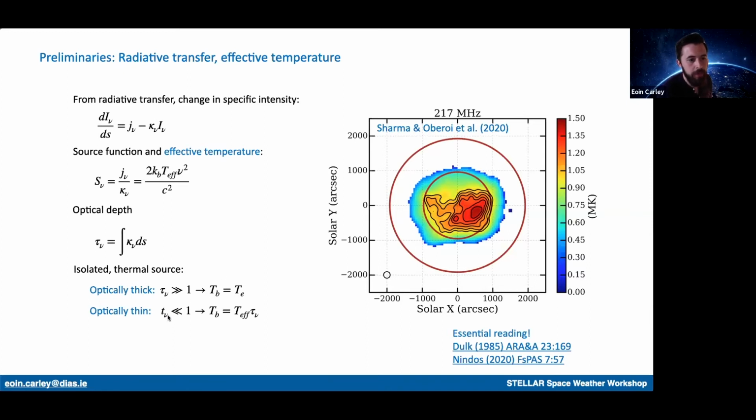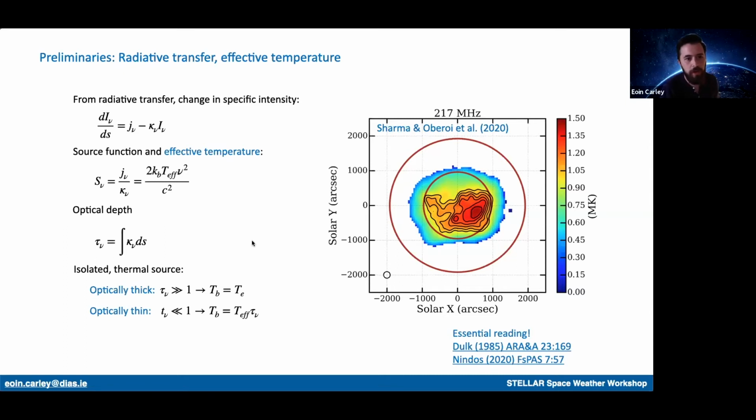In the optically thin domain, when tau is much less than 1, the brightness temperature is much less than the temperature of the gas, and it's much less by a factor of tau. So be careful if you're looking at optically thin material in the radio domain. The brightness temperature that you see at the telescope isn't always a direct measure of the temperature of that plasma in optically thin.